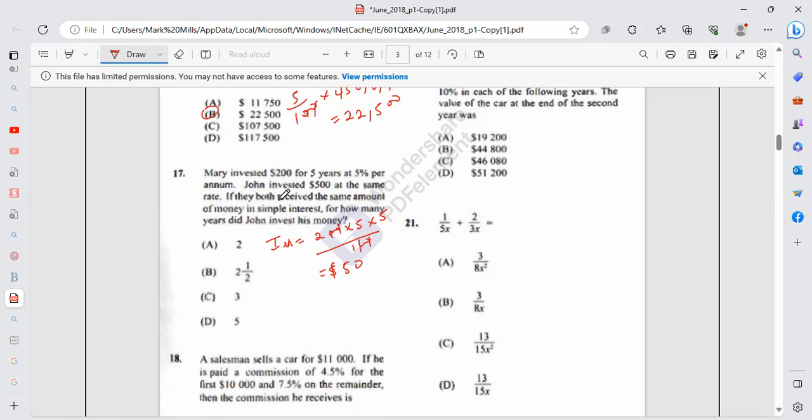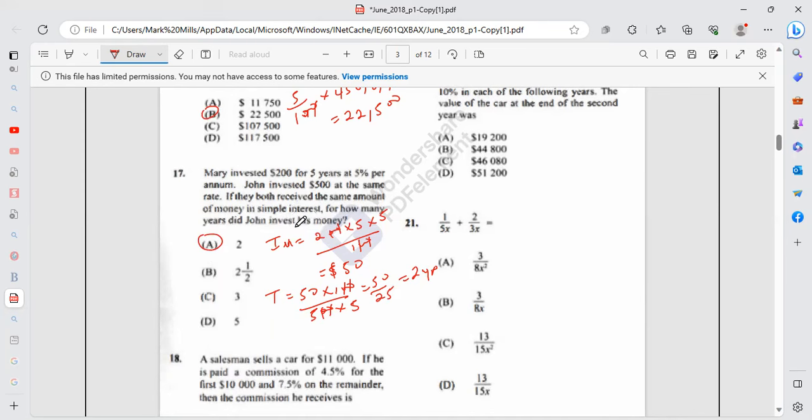They said that John invested $500 at the same rate. If they both receive the same amount of money in simple interest, for how many years did they invest? So how many years, the time? Time here would be the interest, which is $50, times 100 over the principal for John, which will be 500, times the rate. The rate will remain the same. So we cancel these 2 here. So we get 50 divided by 25. Right, 50 divided by 25 will give me 2. So we get 2 years. So the answer is A.